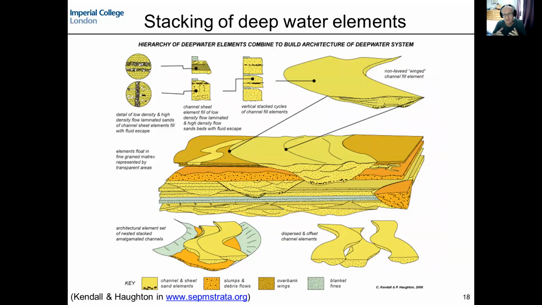And those different elements, those different geometries, are arranged or stacked in a certain way. And I'll show you some specific examples of that a little bit later on. But channels, for example, often cut into and pass laterally into sheets. Channels can also be stacked into larger scale features. And again, there's a hierarchy within many deep water deposits, similar elements of different sizes that we recognize depending on the kind of data we're working with.